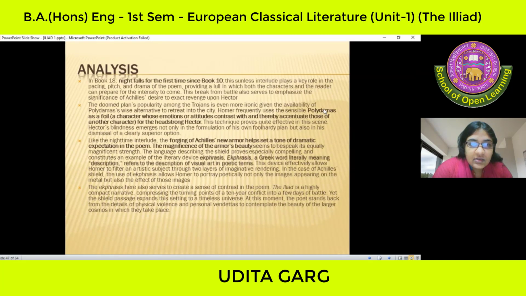So in book 18, night falls for the first time since book 10. The Sunless Interlude plays a key role in pacing, pitch, and drama of the poem, providing a lull in which both the characters and the reader can prepare for the intensity to come. This break from battle also serves to emphasize the significance of Achilles' desire to exact revenge upon Hector, right?